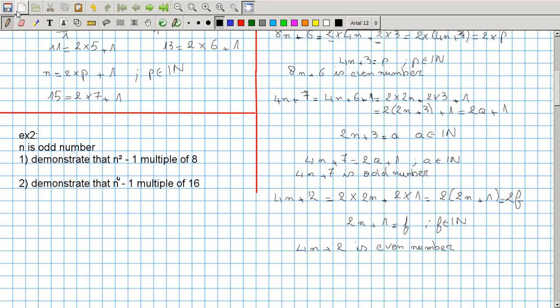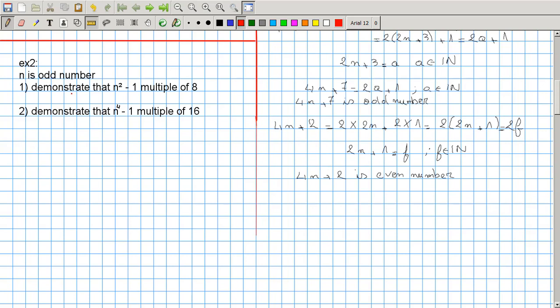Now exercise number 2. n is odd number. Demonstrate that n square minus 1 is a multiple of 8. What is a multiple of 8? For example, 16 is a multiple of 8. We can write 16 equals 2 times 8.